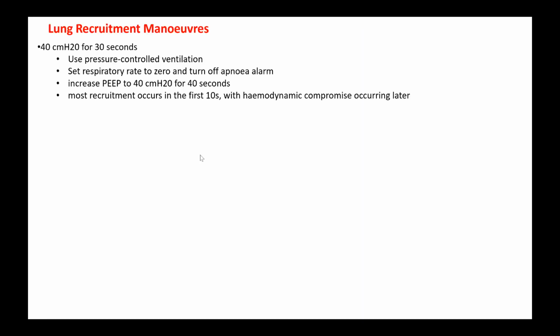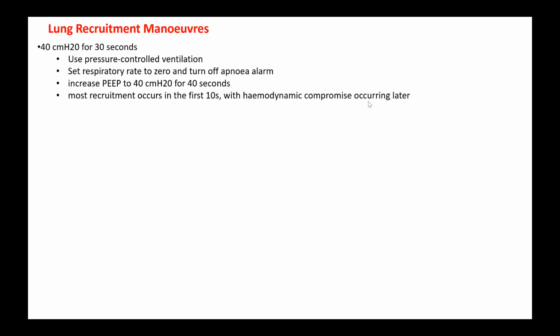And lung recruitment maneuvers are done in case intraoperative desaturation occurs. So how do you do that is 40 centimeters of water for 30 seconds and use pressure controlled ventilation. Set the respiratory rate to 0 and turn off the apnea alarm. And increase to 40 centimeters for 40 seconds. And most recruitment occurs during the first 10 seconds.